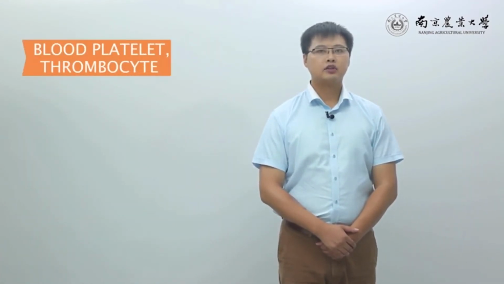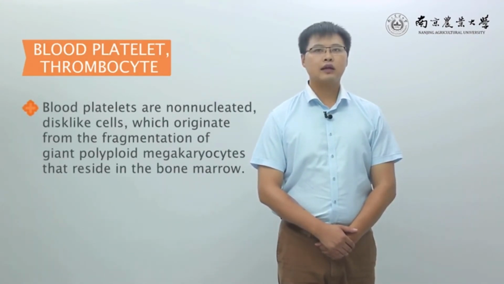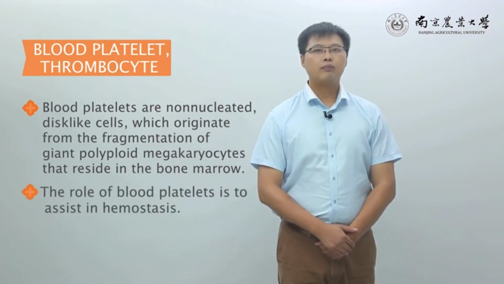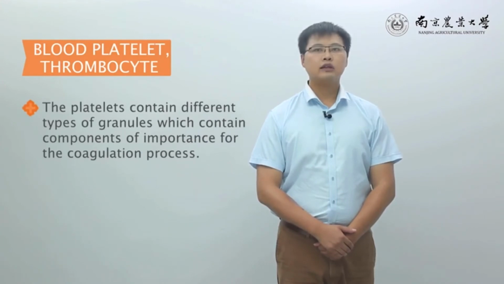Blood platelet, thrombocyte. The blood platelets are non-nucleated, disc-like cells which originate from the fragmentation of giant polyploid megakaryocytes that reside in the bone marrow. The role of blood platelets is to assist in hemostasis. The platelets contain different types of granules, which contain components of importance for the coagulation process.